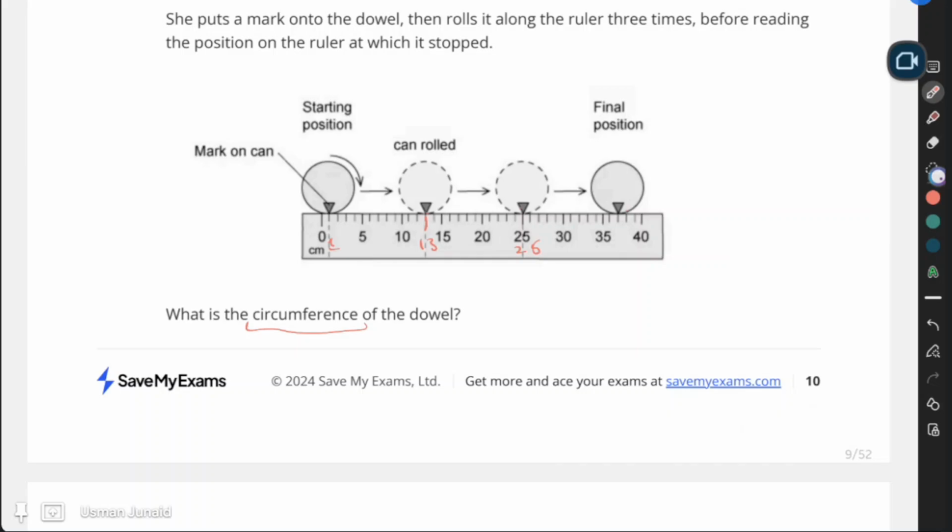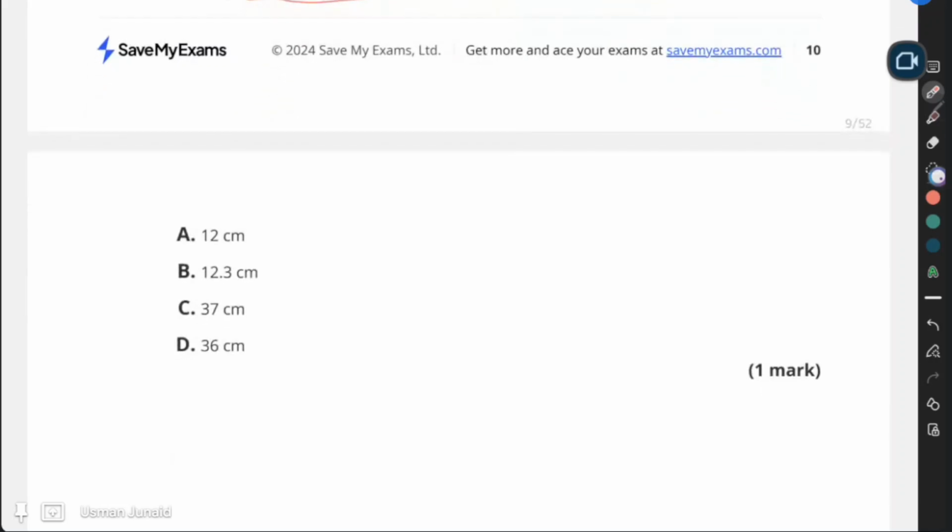Right? And after that, it ends at 37. So what is the difference? The first difference is 12. The second difference is 12. And the third difference is 12. So the circumference of the dowel is 12.